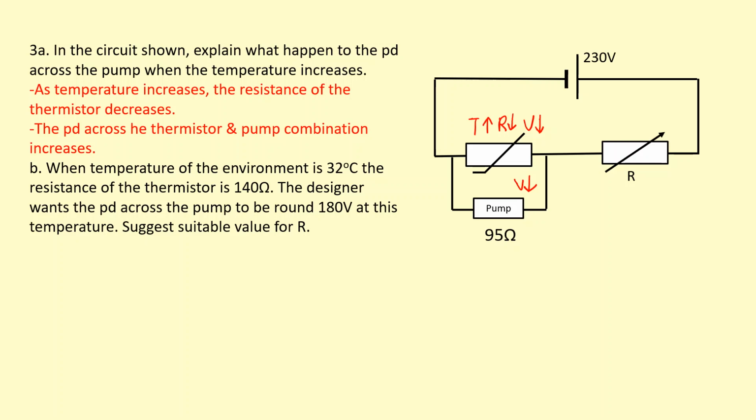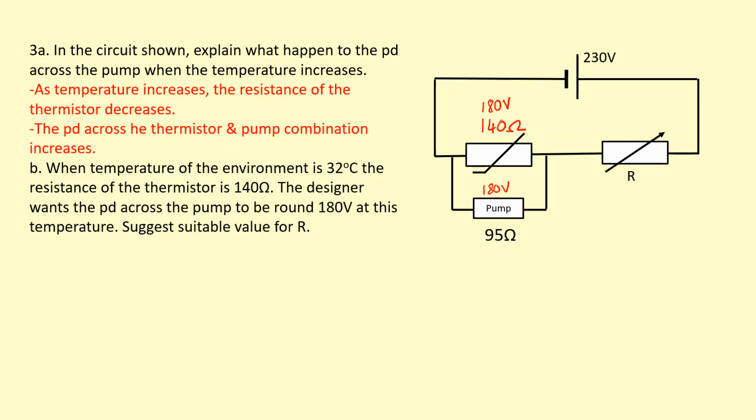When the temperature of the environment is 32 degrees, the resistance of the thermistor is 140 ohms. So we can put this 140 ohms here. The designer wants the PD across the pump to be around 180 volts at this temperature. So that's 180 volts here. That means this will also be 180 volts at that point. Suggest a suitable value for R.